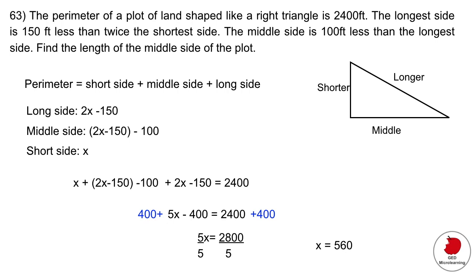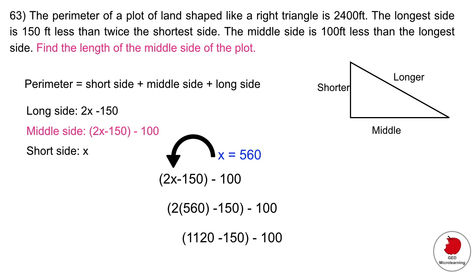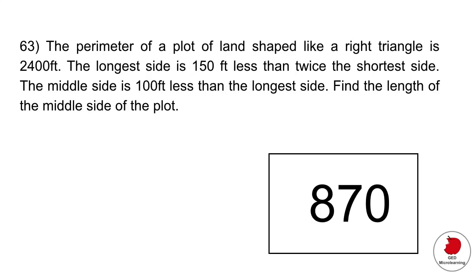But you haven't finished yet because the question is asking you for the length of the middle side. Okay, you just found the short side. You found x. So what you want to do is take that value for x that we just found and plug it into the equation like that, and then solve this equation out. That would give you 870. Okay, so that's the middle side of the plot, 870.